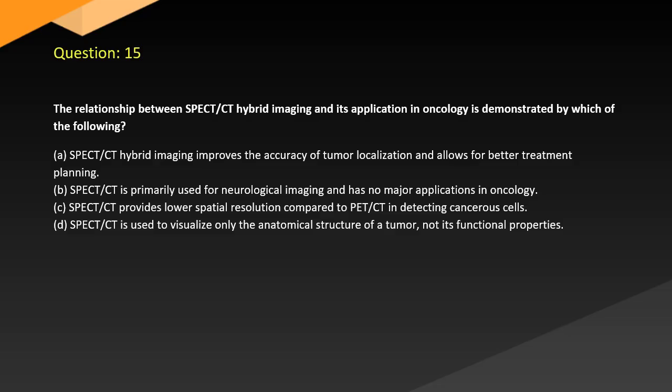Question 15. The relationship between SPECT hybrid imaging and its application in oncology is demonstrated by which of the following? A. SPECT hybrid imaging improves the accuracy of tumor localization and allows for better treatment planning. B. SPECT is primarily used for neurological imaging and has no major applications in oncology. C. SPECT provides low spatial resolution compared to PET in detecting cancerous cells. D. SPECT is used to visualize only the anatomical structure of a tumor, not its functional properties.